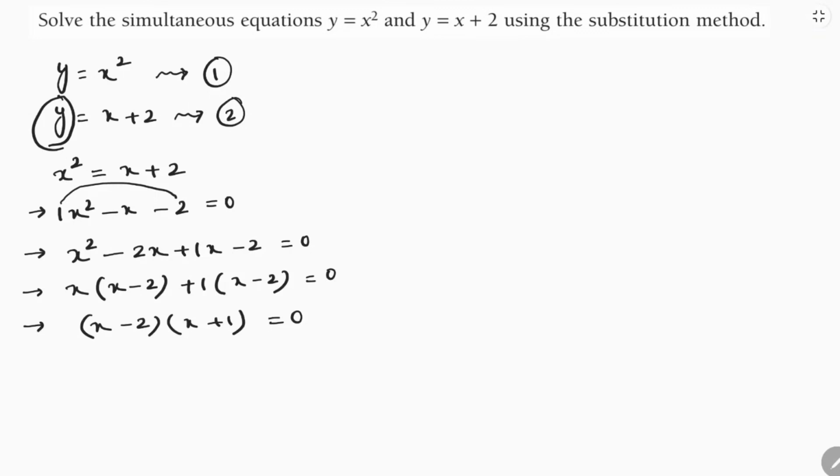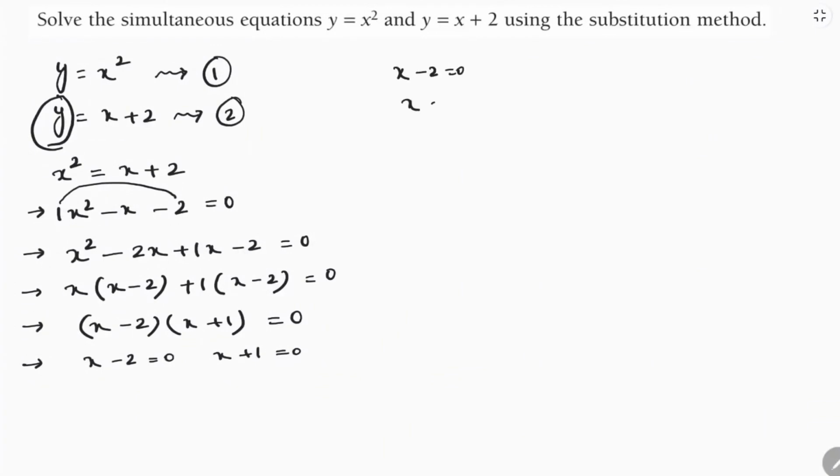Now x minus 2 equals 0, x plus 1 equals 0. So here x minus 2 equals 0, so x equals 2. x plus 1 equals 0, so x equals minus 1. So we got two values for x. Now I'll take the second equation and substitute in those x values.